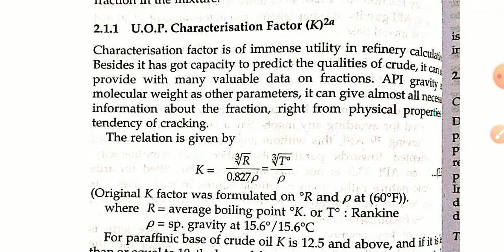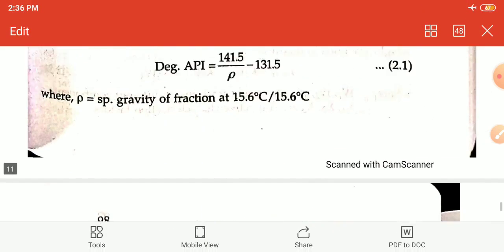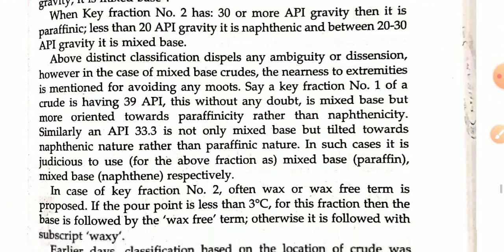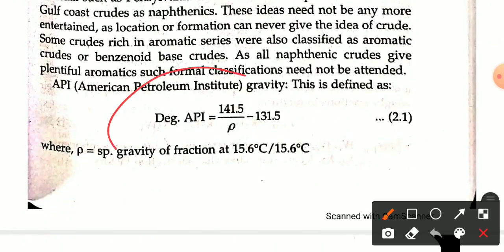Characterization factor is immensely useful in refinery calculations. Besides, it has the capacity to predict the qualities of a crude. It can provide many valuable data on fractions, API gravity, molecular weight and other parameters. It can give almost all the necessary information about the fractions, right from the physical properties to the tendency of cracking. The relation is given by this equation. Okay, and this is the API gravity equation. This one is the API number equation.